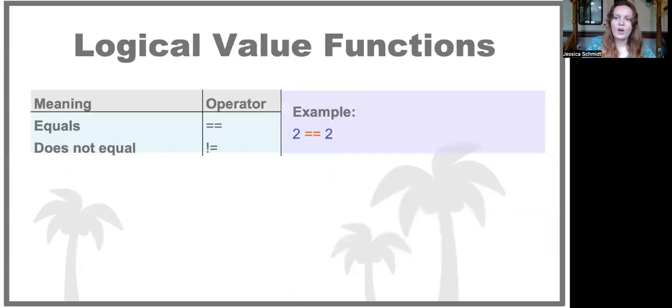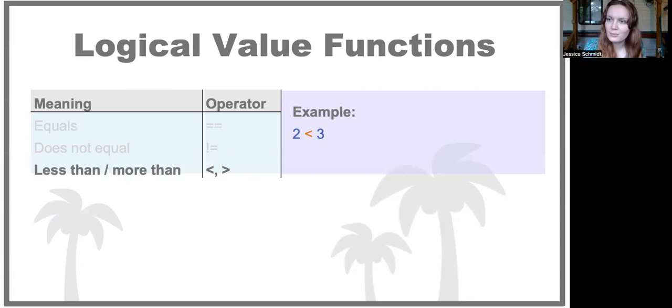Most basic is, are these two things equal? That's where equals equals comes in. Equals equals asks are these two things equal? 2 equals equals 2 would return true. So a logical function always returns a true or a false. Is 2 equal to 2? True. Is 2 equal to 3? False. Exclamation point equals is the opposite. It asks are these things different? So 2 exclamation equals 2 would return false.